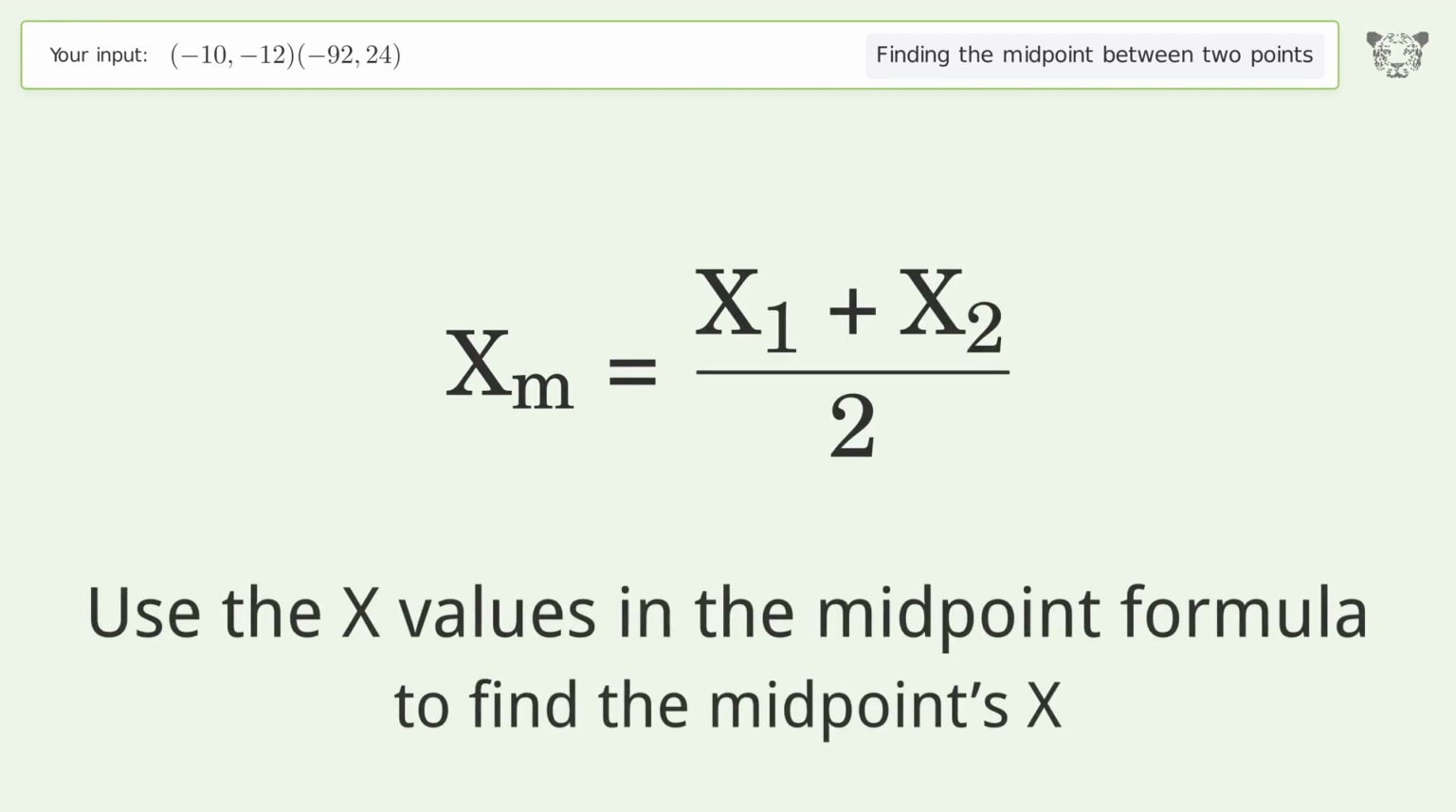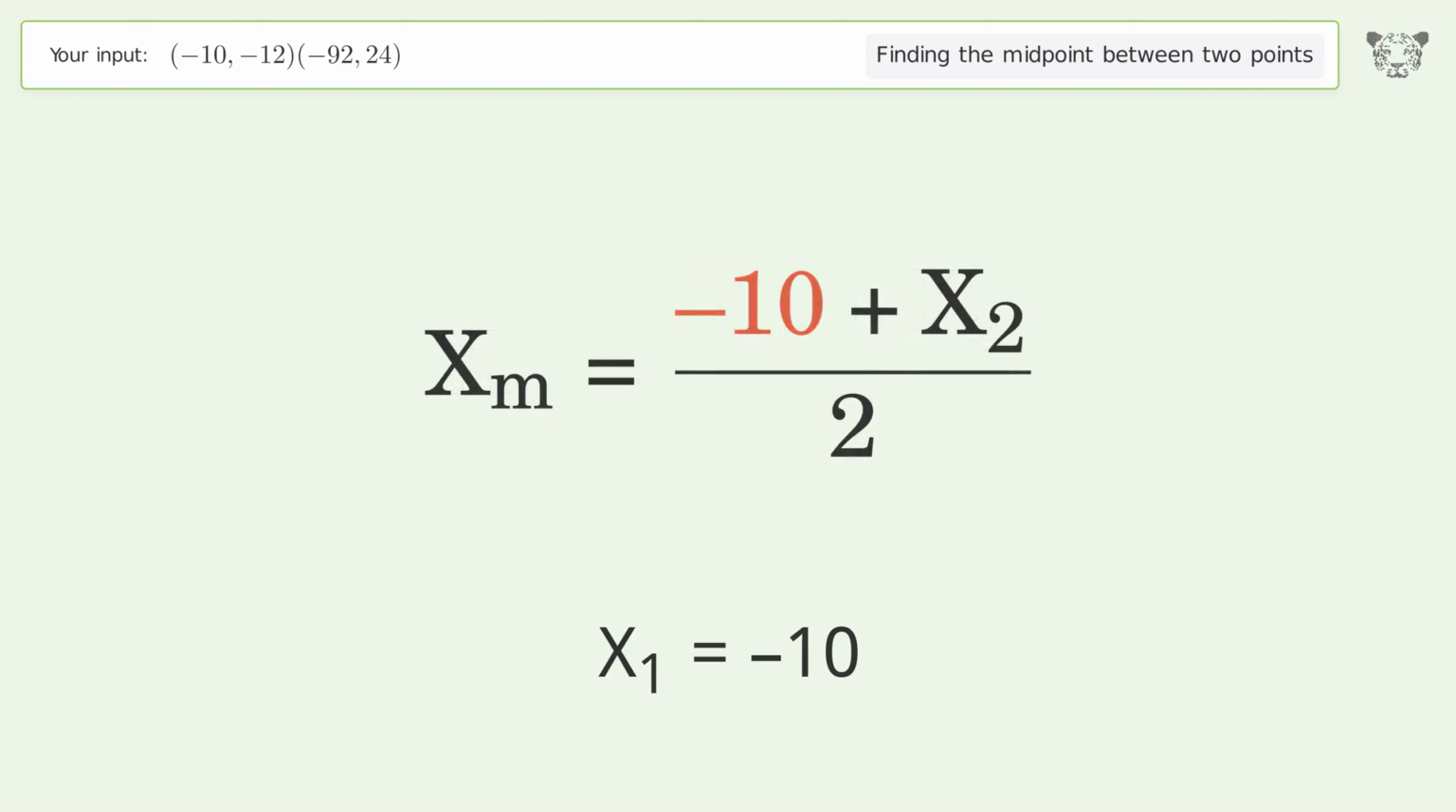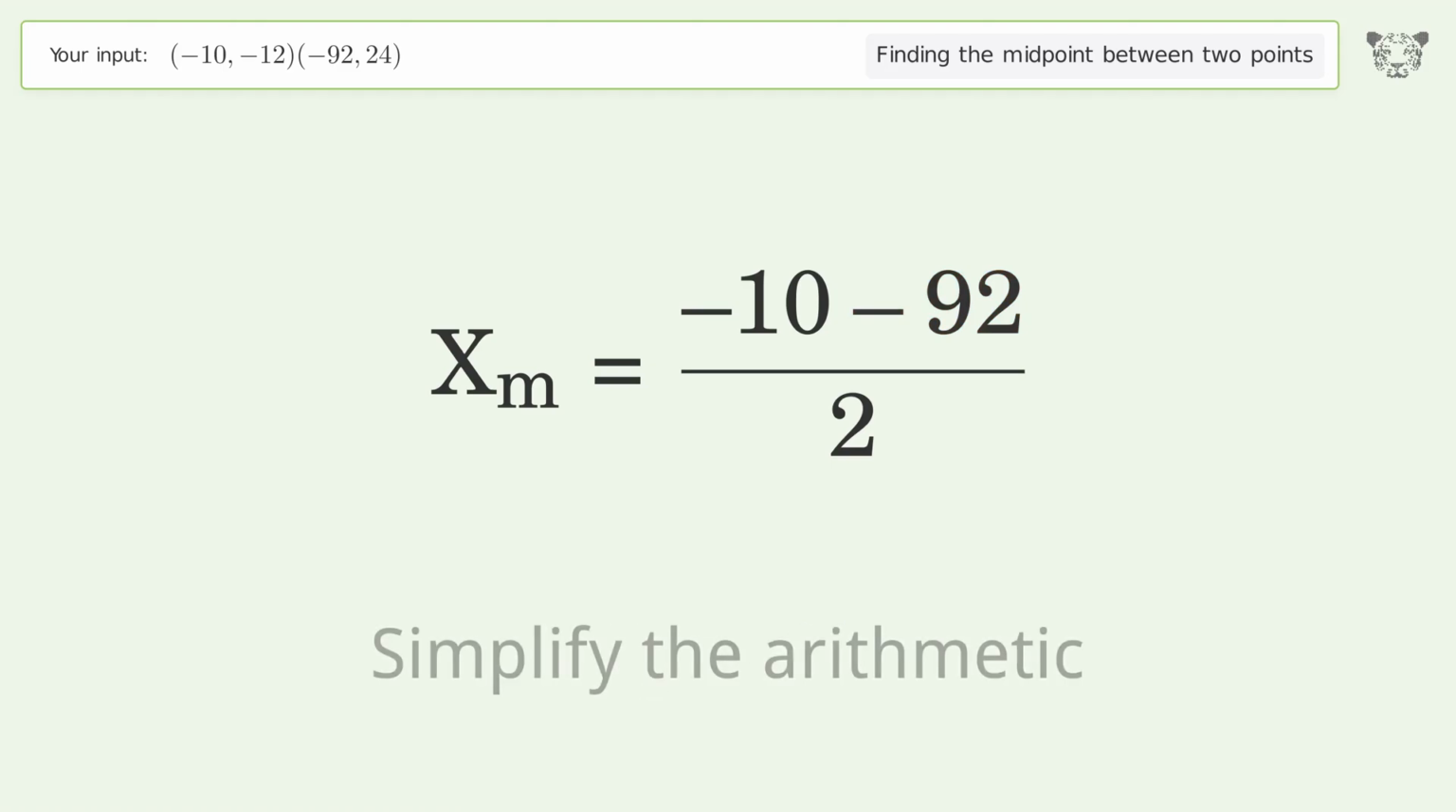Use the x values in the midpoint formula to find the midpoint's x. x1 equals -10. x2 equals -92. Simplify the arithmetic.